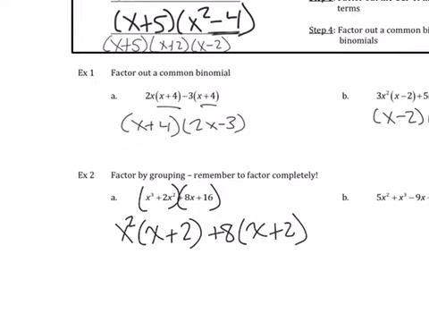This binomial matches this one, so we know that's our common binomial. We are factoring out x plus 2. And then we've got a new binomial of x squared, coming from right here, plus 8, that term coming from right there. And we're left with the final expression of x plus 2 as the first binomial, and our second binomial is x squared plus 8.